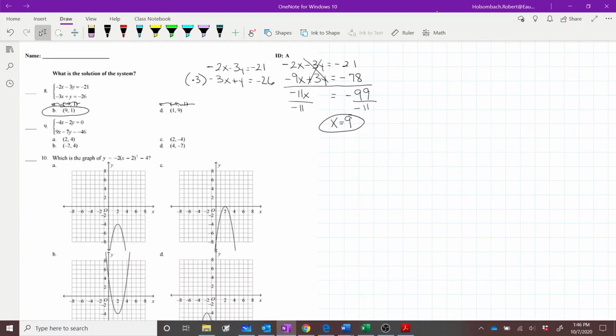And then number 9, I'll do it over. This is number 8. Number 9's right here. Negative 4x minus 2y equals 0. And 9x minus 7y equals negative 46.